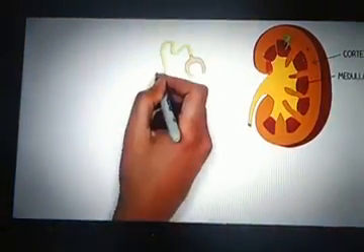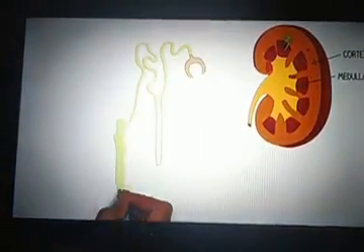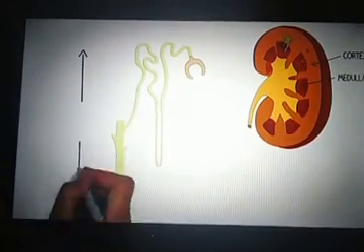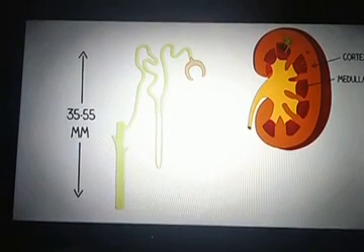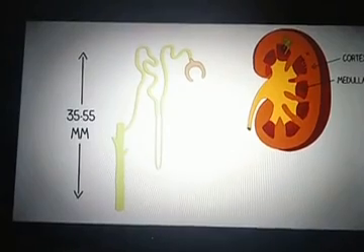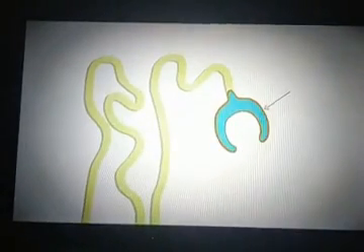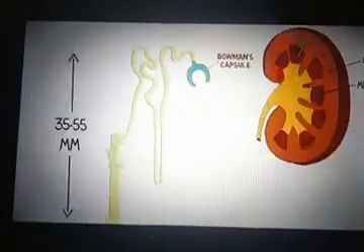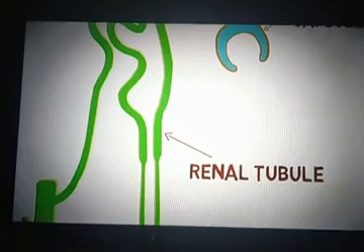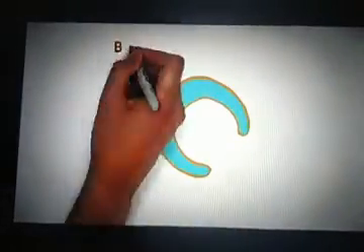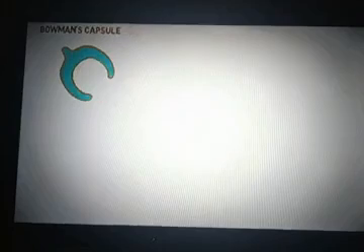And then let's draw the structure of the nephron. The nephron is around 4 to 5 centimeters in length, or 35 to 55 millimeters also we can say. And it has two main parts. One is the cup-shaped structure called the Bowman's capsule, and then the tubular structure, which is called the renal tubule. Now we would like to discuss them one by one. Firstly, the cup-shaped structure, which is called the Bowman's capsule.